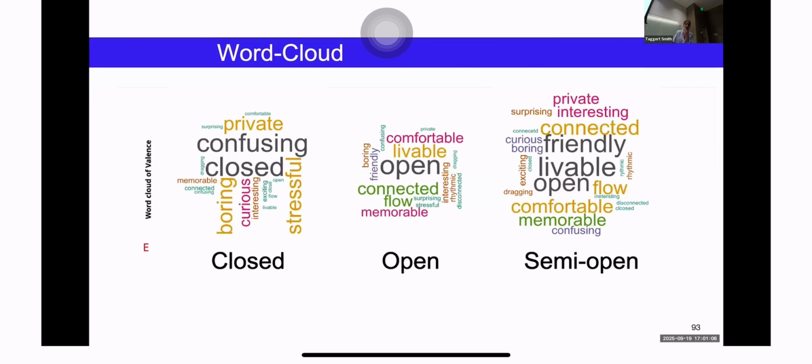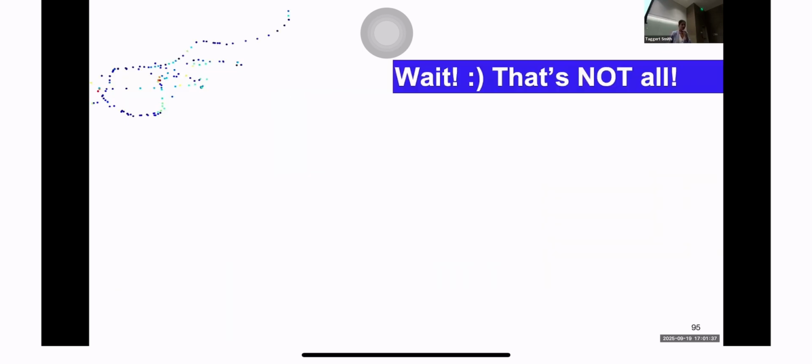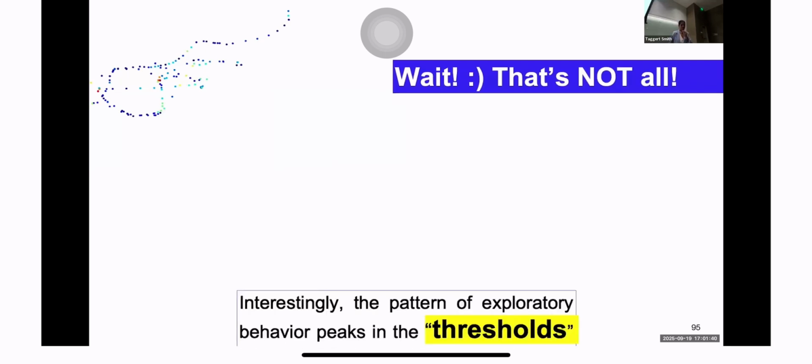And this is the word cloud of what they felt about each environment. You can see that it's more positive for semi-open and then open, and more negative for the closed environment. And then finally, they could remember the semi-open and open environments significantly better than the closed or compartmentalized environment. There wasn't a significant difference between semi-open and open, but there was significance between each of them and the closed environment. I can go into the details of why there is no difference between semi-open and open later, maybe in questions. But that's not all.